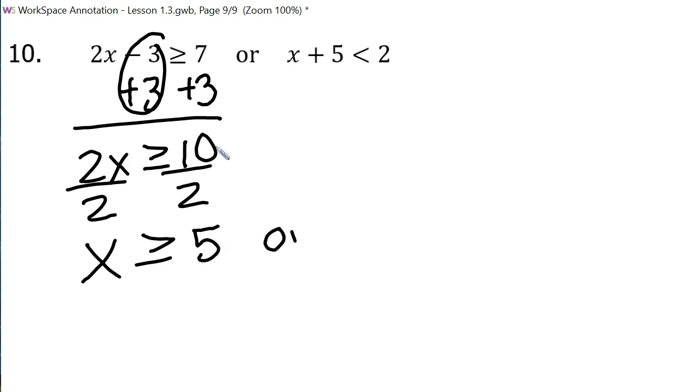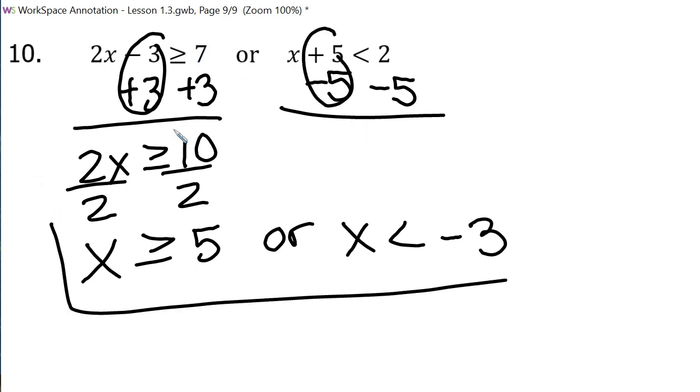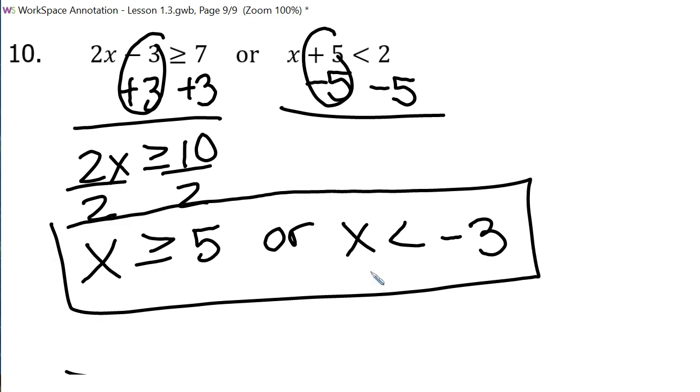Bring down the word or. If you leave the word or off of your answer, it will be wrong, so make sure you include it. And for the second inequality, the opposite of add 5 would be subtract 5. So that gives us x is less than 2 minus 5 is -3. Now on the number line, drop it down 1. So that means we're going to start it at -4. Bump it up 1, so we're going to stop it at 6.